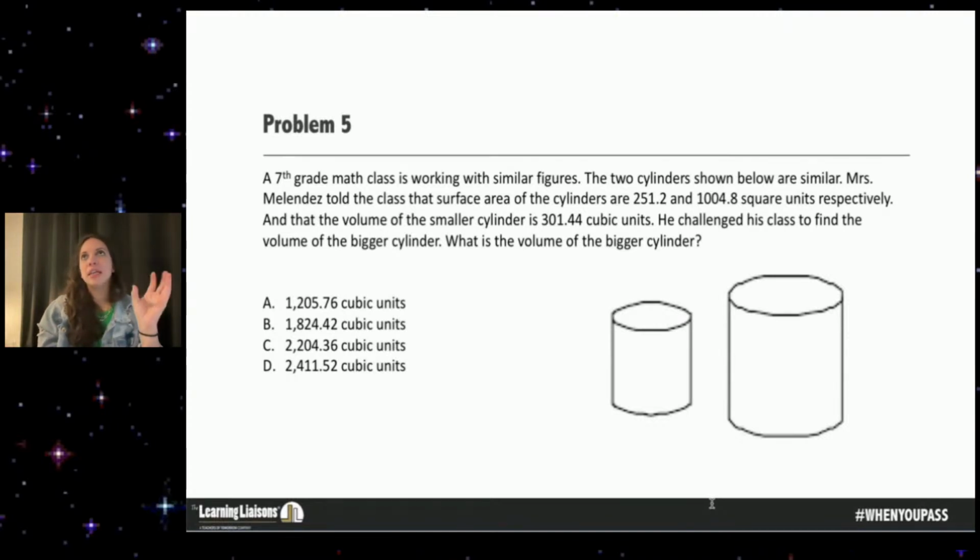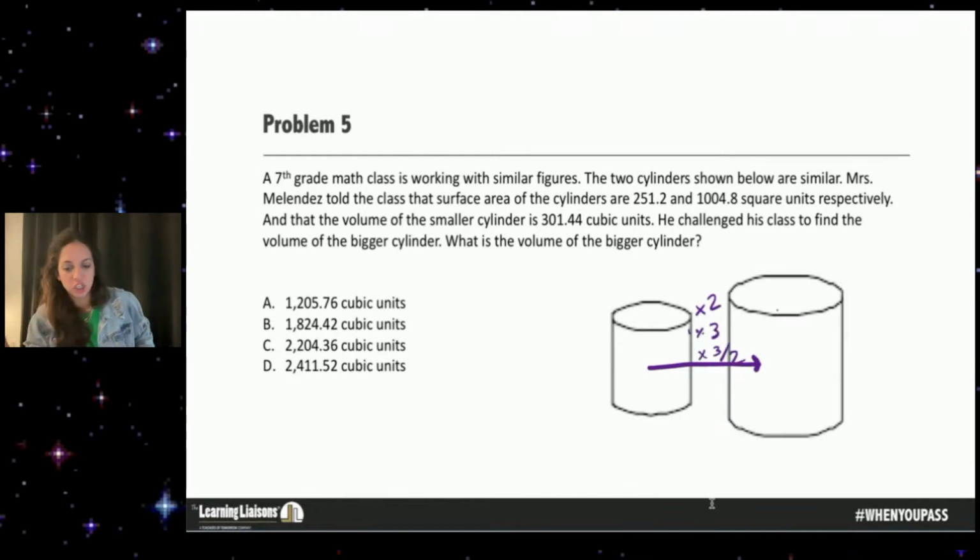When we are comparing similar figures, we know that we have a common ratio. So we know that everything from here to here is going to be multiplied by 2 or by 3 or by 3/2 or whatever the common ratio is. However, that common ratio applies to linear measurements only. It does not apply to area and volume exactly. Now, yes, there is a way to figure it out, but you can't just multiply it. So I cannot set up a proportion.